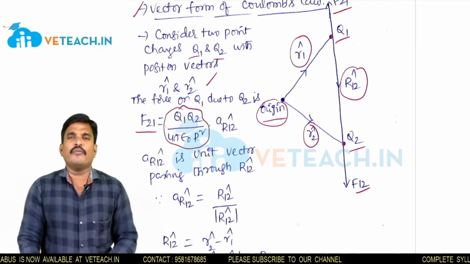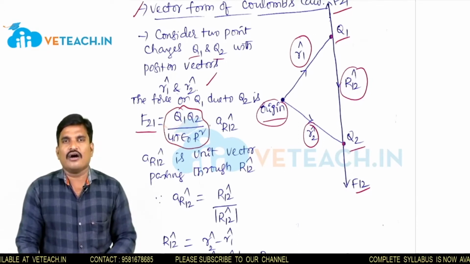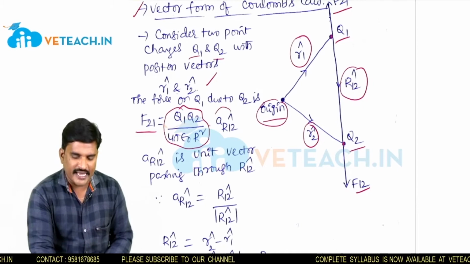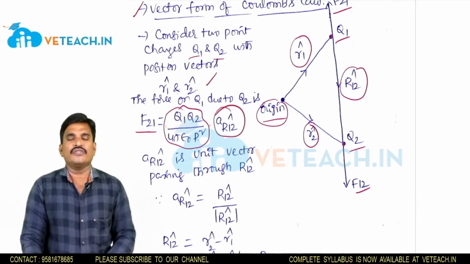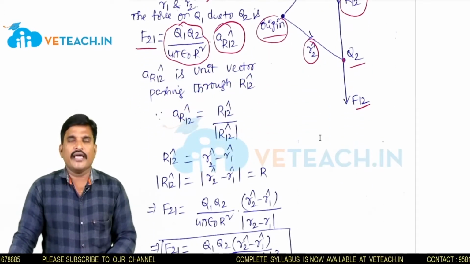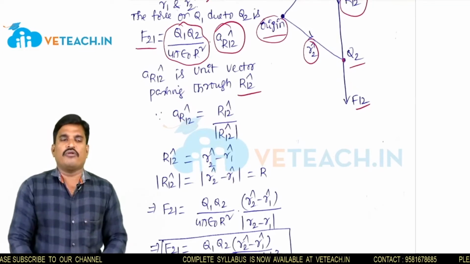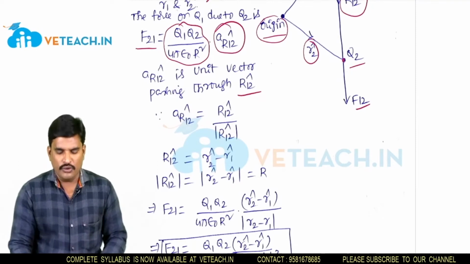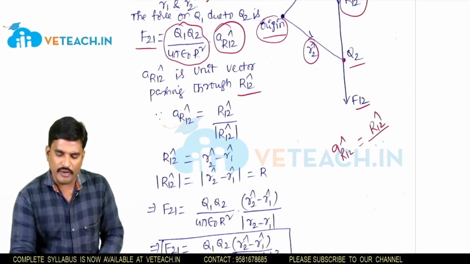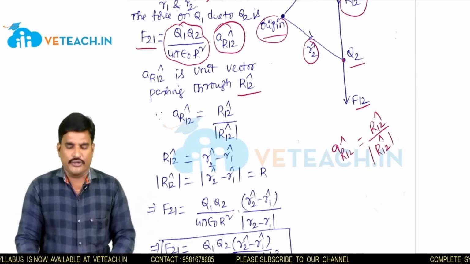Up to now we are familiar with this, because the force expression we already know, but force is a vector. It is represented by magnitude as well as direction. Here aR12 is the direction. aR12 is a unit vector passing through the vector R12. So the unit vector aR12 is equal to R12 by mod of R12. This is a very popular expression for the unit vector.